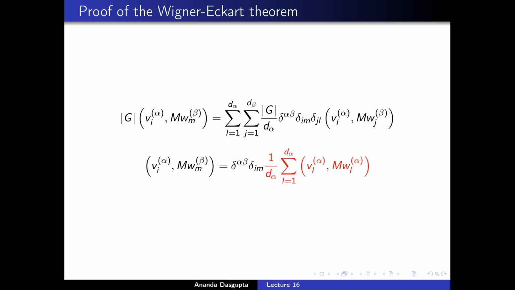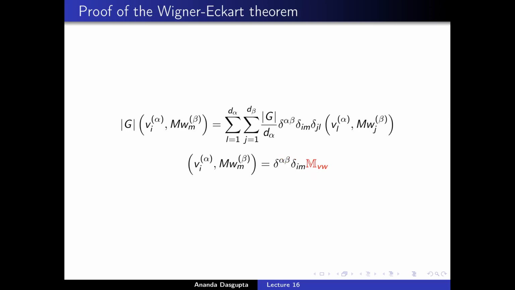Note that because of the delta alpha beta delta Im present in the formula, all the terms in the sum are really equal. So when you sum them up and divide by d alpha, what you are really going to get is the value of any one of the so-called diagonal elements. And that is what we are calling the boldface MVW. This is the so-called reduced matrix element.